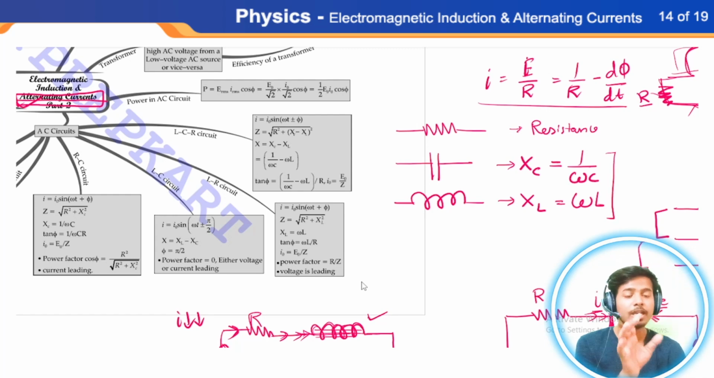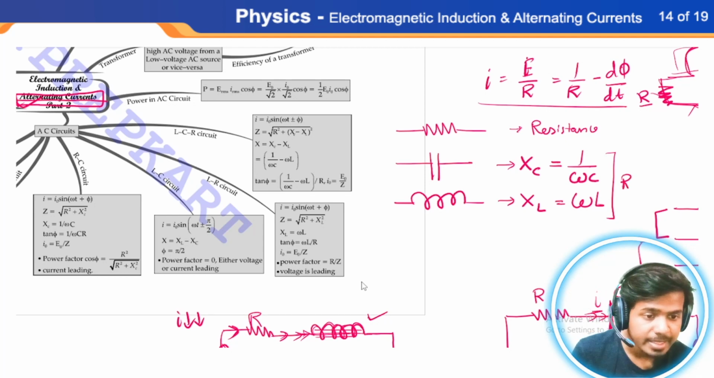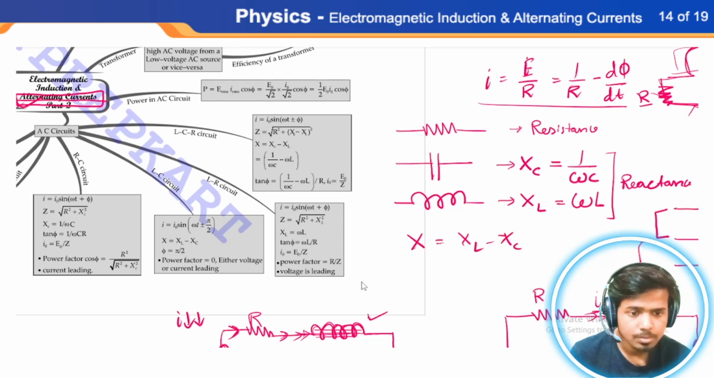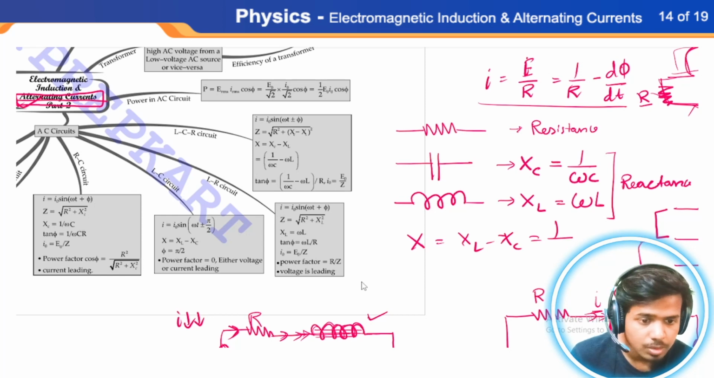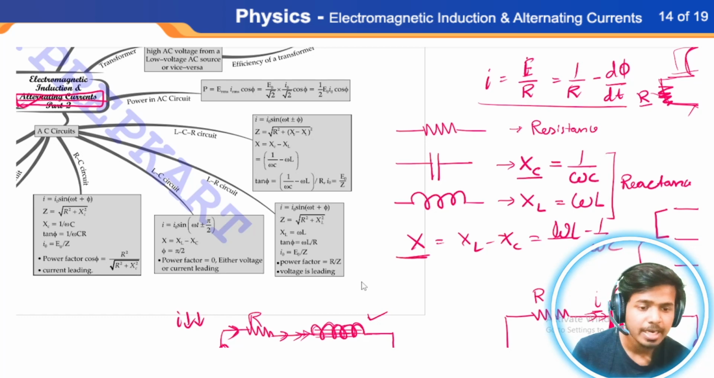The effect of each of them is opposite. Why? I already told you that the graph looks exactly opposite to each other. That is why the effect of a capacitor and an inductor are always opposite. That is why these are reactances, and the total reactance X is equal to X_L minus X_C, that is omega L minus 1 by omega C. This is called total reactance. This is capacitive reactance, and this is inductive reactance.